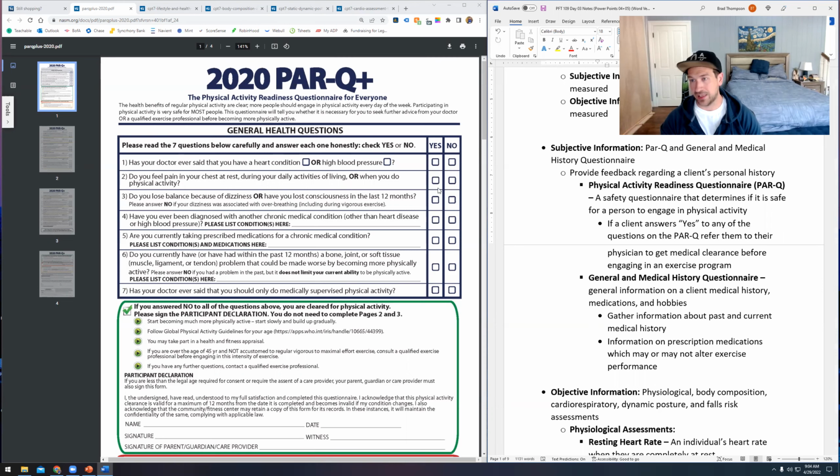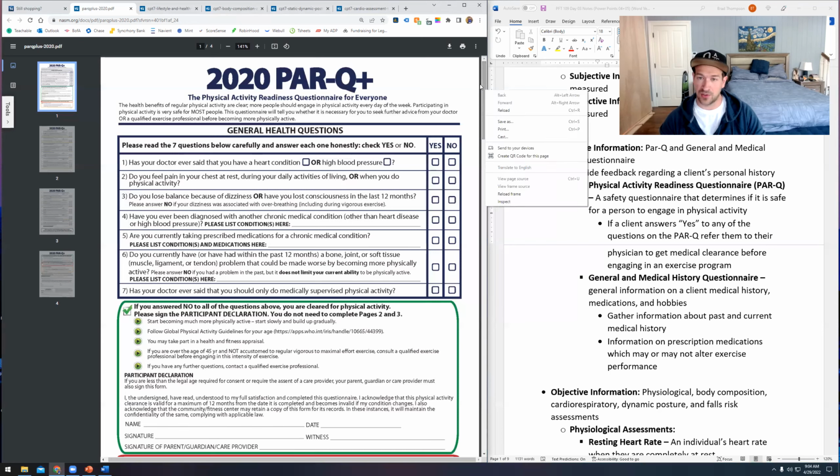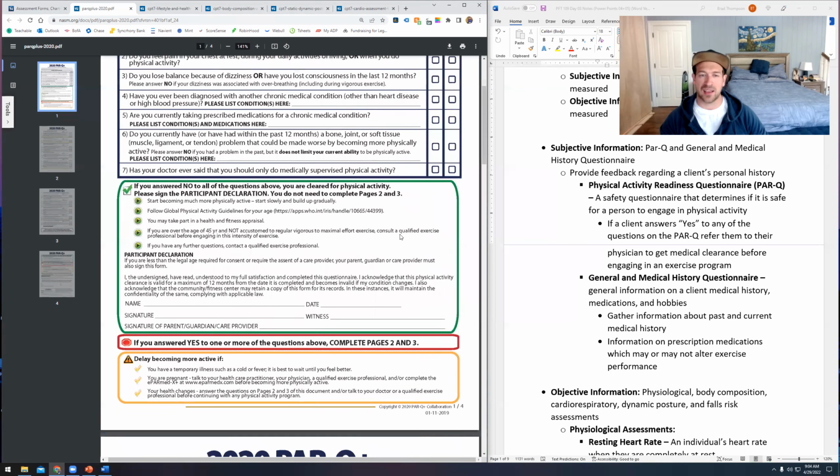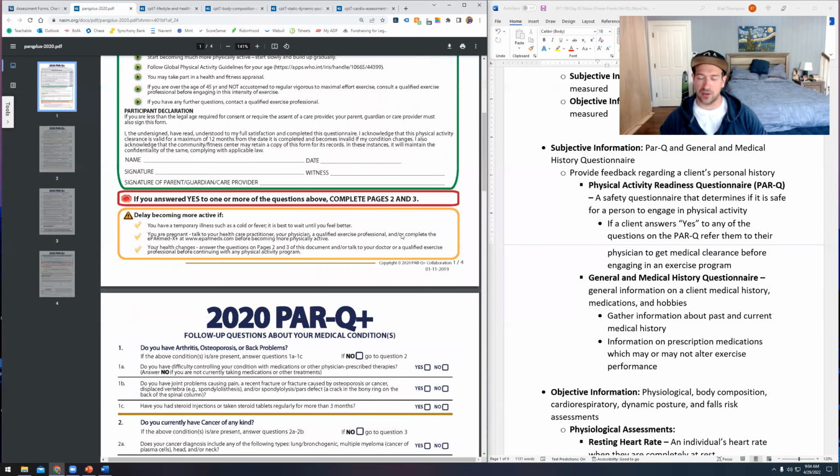They're all questions related to the cardiorespiratory system, because again, cardiovascular health, that's why I use the example of a heart attack. Cardiovascular health is probably the most dangerous. So it's like, have you had balance problems or dizziness in the last 12 months, lose consciousness, any medication from a medical condition.